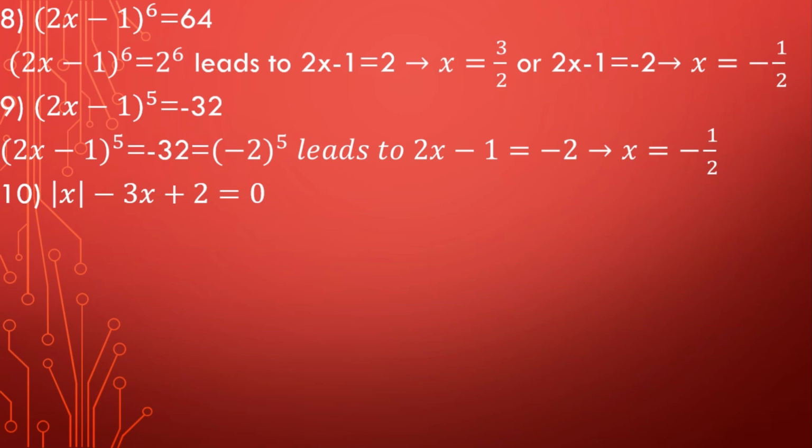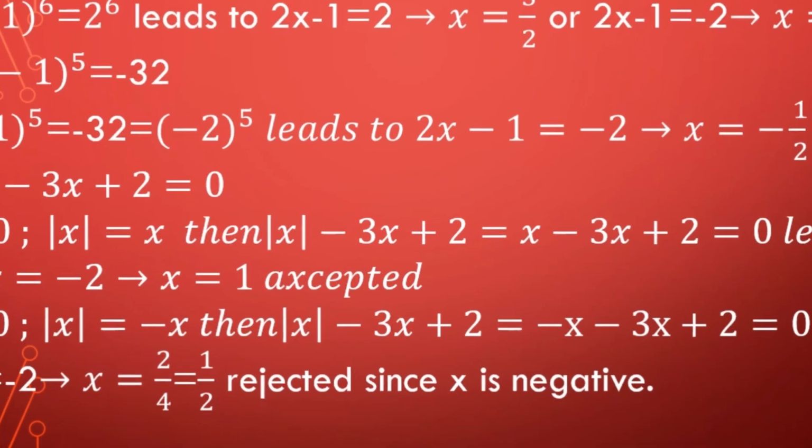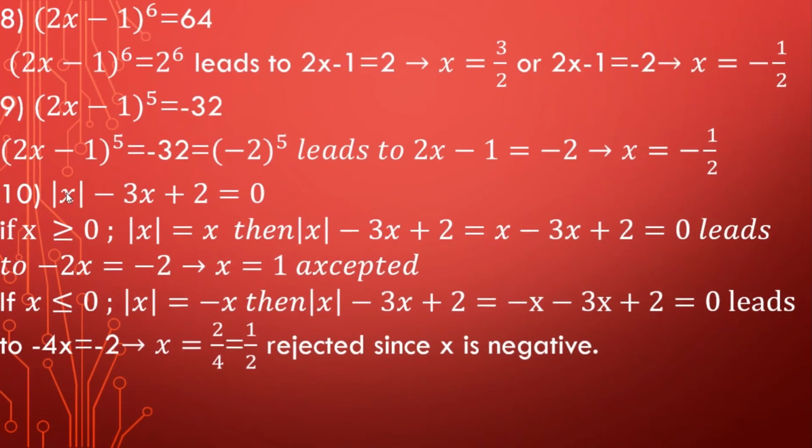Absolute value of x minus 3x plus 2 equals 0. We have to take two cases, if x is positive and if x is negative. If x is greater or equal to 0, absolute of x equals x. Substitute absolute of x by x. So x minus 3x plus 2 equals 0. How many x do we have? x minus 3x is minus 2x. Minus 2x equals minus 2. x equals 1. x is positive and 1 is positive, so this solution is accepted.